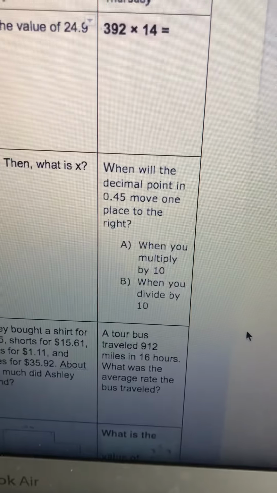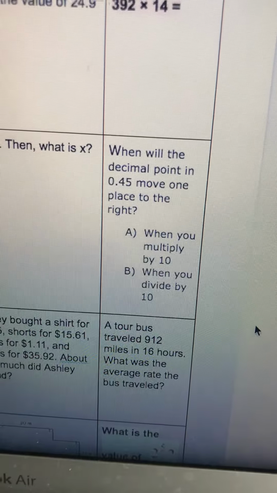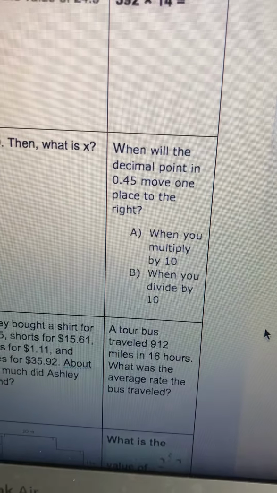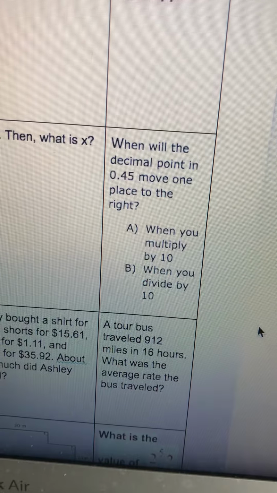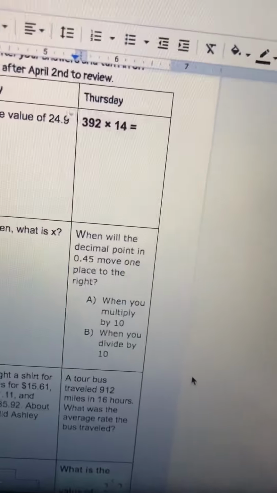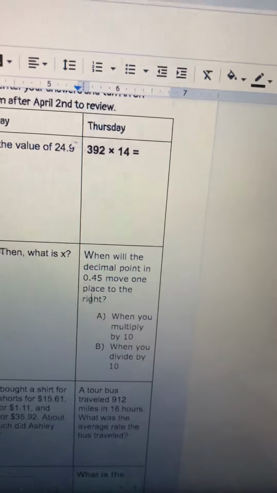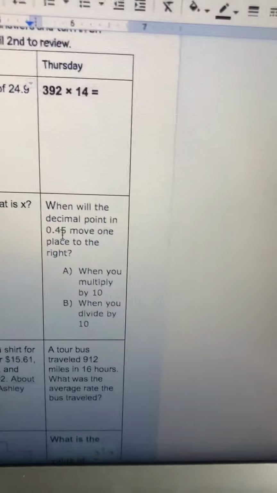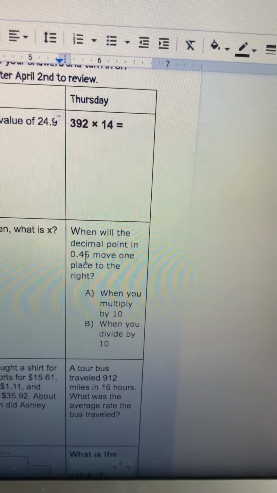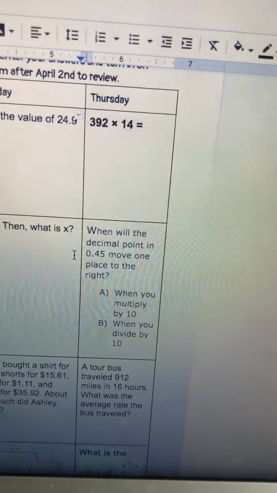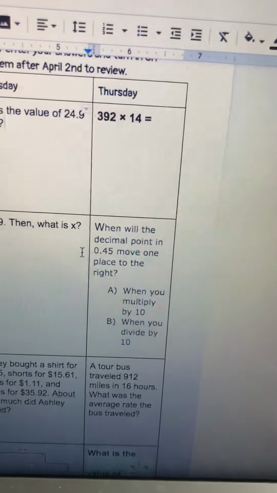Okay, number 2, when will the decimal point in 0.45, 45 hundredths, move 1 place to the right? When we multiply by 10 or when we divide by 10? So think about, if we're moving to the right, then this decimal is going to move right here and we would have 4.5. So it would be a larger number. If we moved it to the left, it would be smaller.